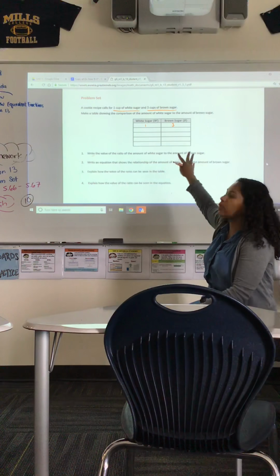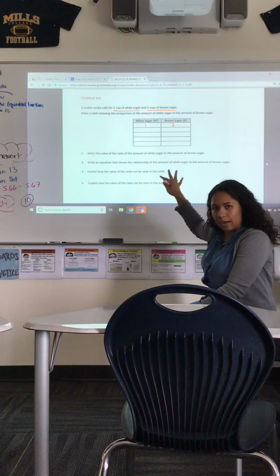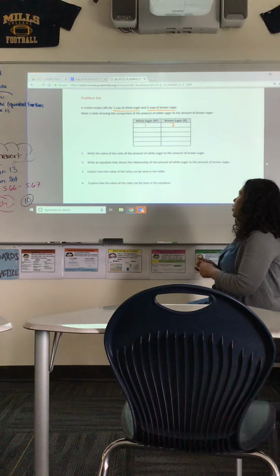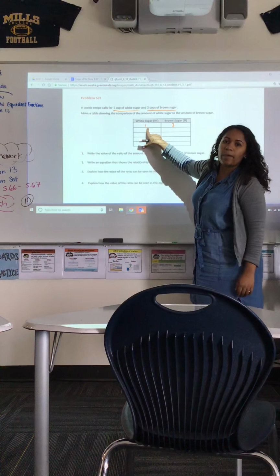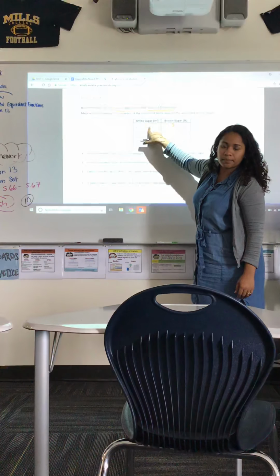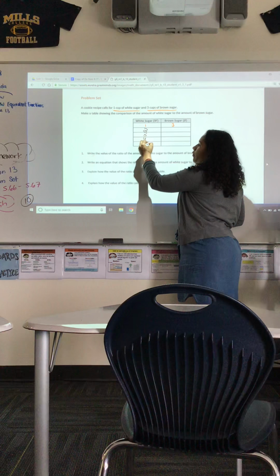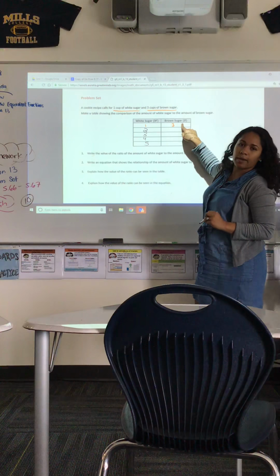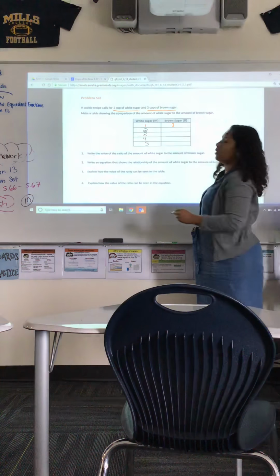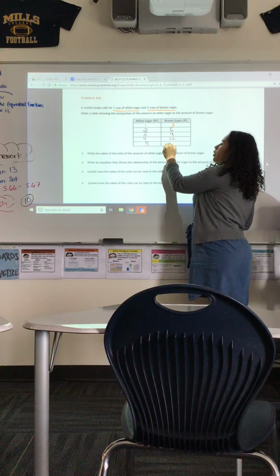So when you see a ratio table right here, all you have to do is skip count. What do I mean by skip count? You literally look at what number is right here and then count by that number. So 1, 2, 3, 4, 5. You just count it by ones. You look at this number and you skip count by that number. 3, 6, 9, 12, 15.